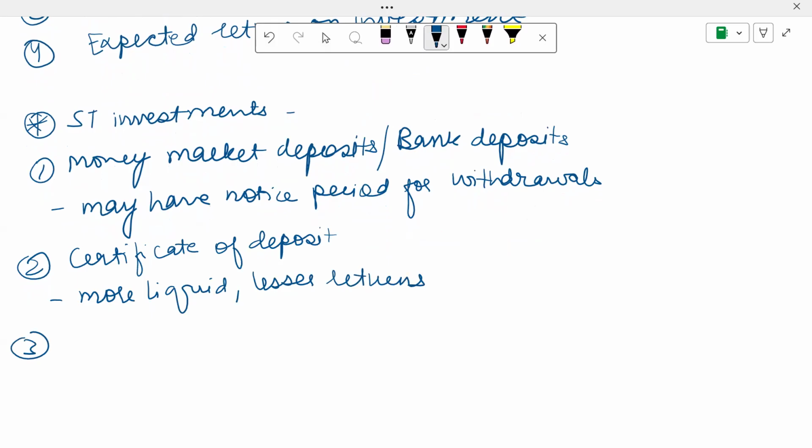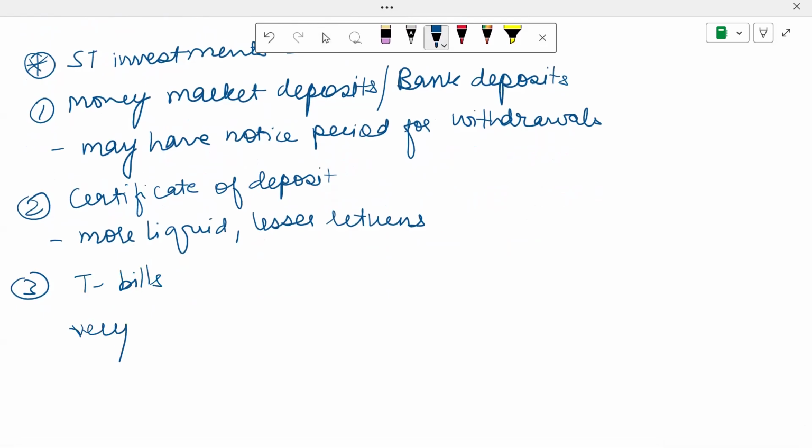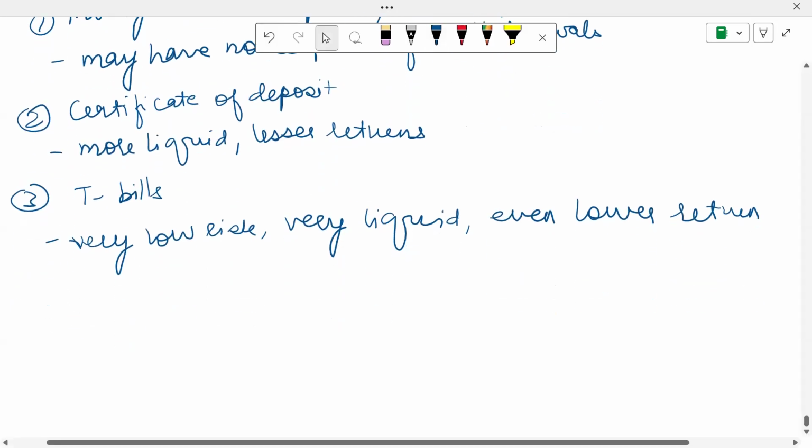Another place where you can put in your money is treasury bills. So T-bills, these are very low risk, very liquid, and they give you even lower returns. So the lesser risk you take, the lesser return that you get. So treasury bills, they are very less risky and hence they will give you even lower return.